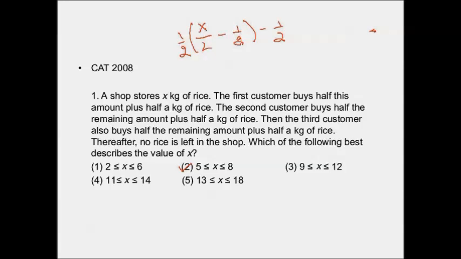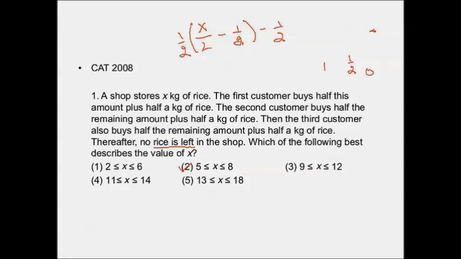backwards. I mean, what happens at the end? If you look at the end, no rice is left in the shop, so ultimately 0 kg of rice is left. And this 0 kg is left after the third customer has just gone, and the third customer took half of the remaining amount plus half a kg of rice. So 0 was left when he had taken half a kg. That means before that half was there. That half was remaining when he had taken half of the total amount. And if half of the total amount is taken, obviously half would be left. That means before that 1 kg was there.